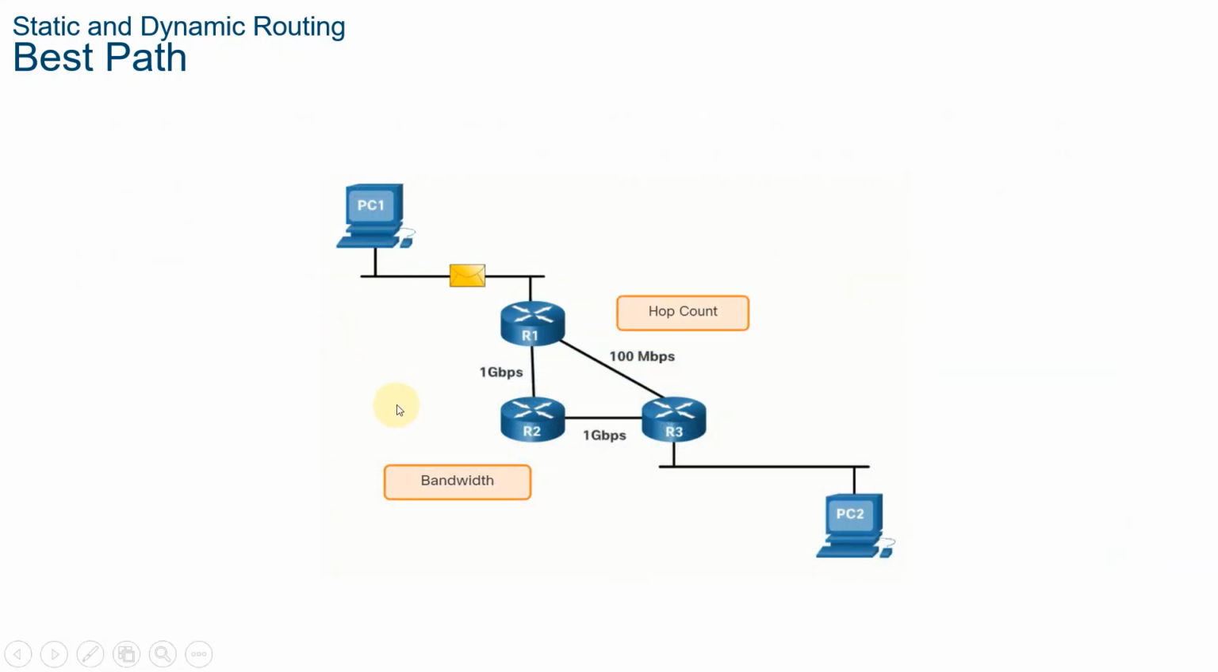The animation in the figure highlights how the path may be different depending on the metric being used. If the path fails, the dynamic routing protocol will automatically select a new path if one exists. So that's how it works.